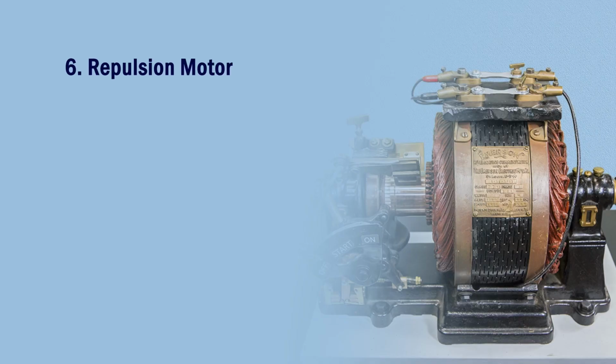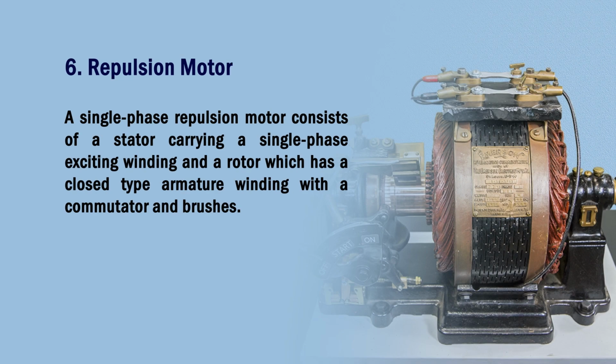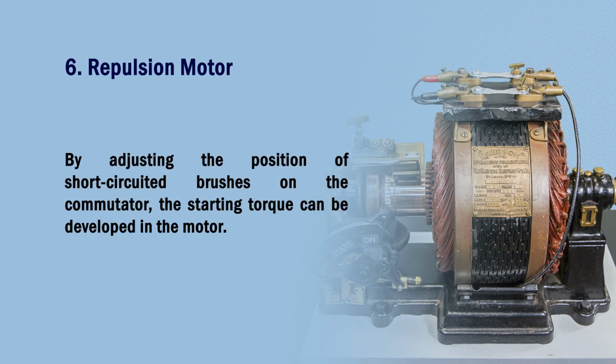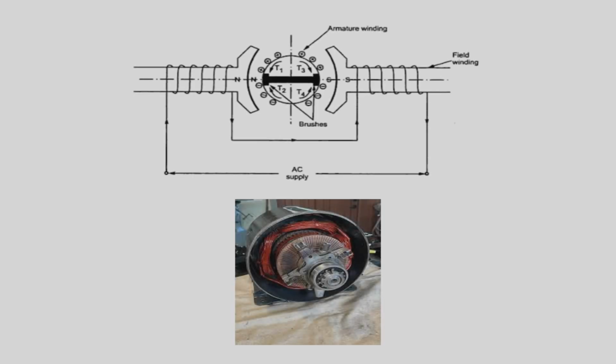Next type of motor is a repulsion motor. A single phase repulsion motor consists of a stator carrying a single phase exciting winding and a rotor which has a closed type armature winding with a commutator and brushes. The brushes on the commutator are short circuited. By adjusting the position of the short circuited brushes on the commutator, the starting torque can be developed in the motor. This figure shows the diagram for the repulsion motor and the actual picture of the motor.